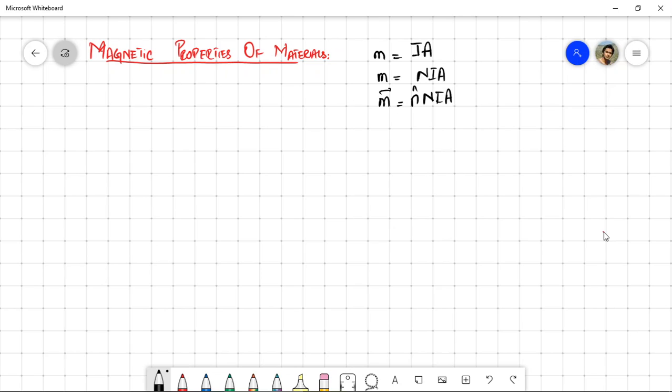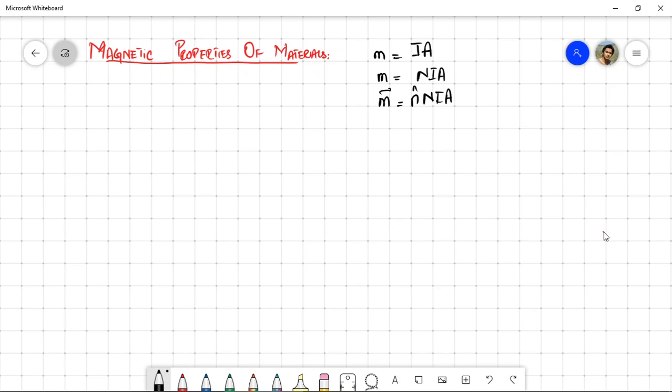Now there are two types of currents. One, the electron orbiting the nucleus, corresponds to the circular loop, and the other, which is way less as compared to the orbital motion, is due to the spinning of electrons itself. So he's saying that these are the two mechanisms which govern the magnetization in a material.